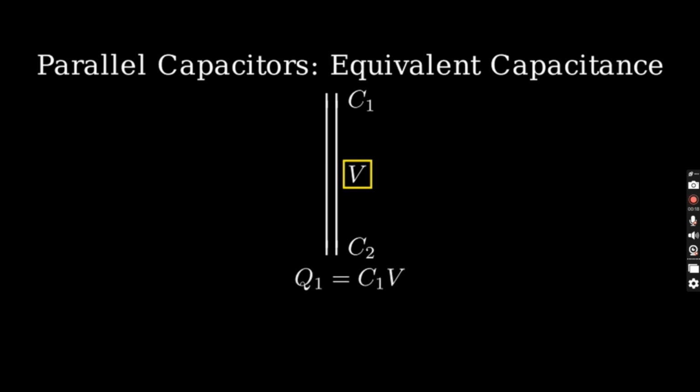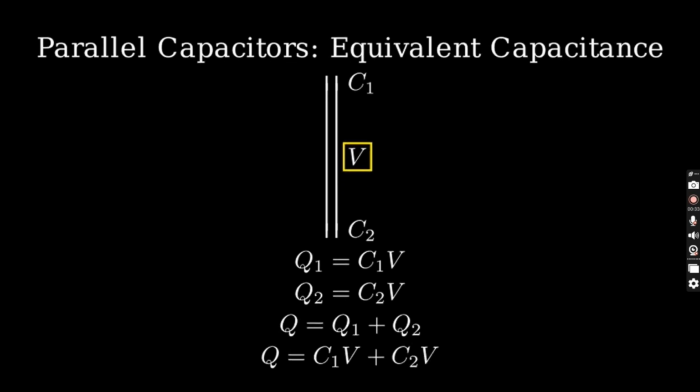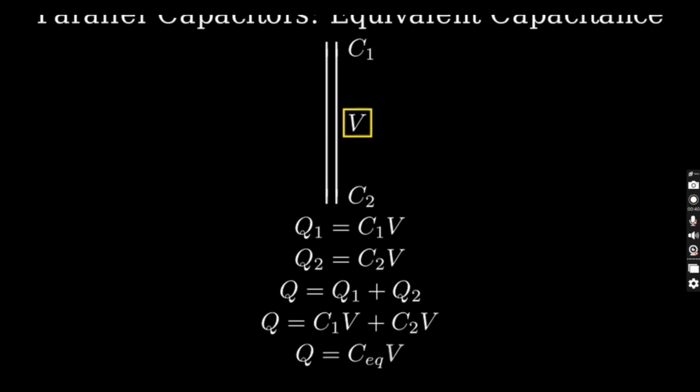The charge Q1 on the first capacitor is C1 times V, and the charge Q2 on the second capacitor is C2 times V. The total charge Q stored in the parallel combination is the sum of the charges on each capacitor. So Q equals Q1 plus Q2. Substituting our expressions for Q1 and Q2, we get Q equals C1V plus C2V. Now, we know that for any capacitor, the charge Q is equal to the capacitance times the voltage. So for our equivalent capacitor, Q equals C equivalent times V.